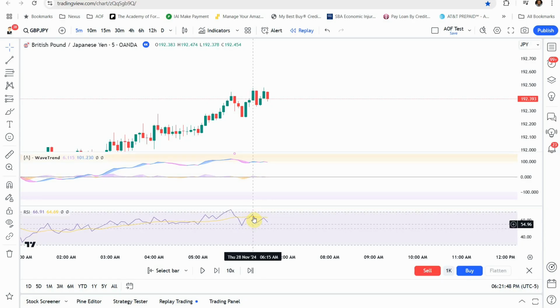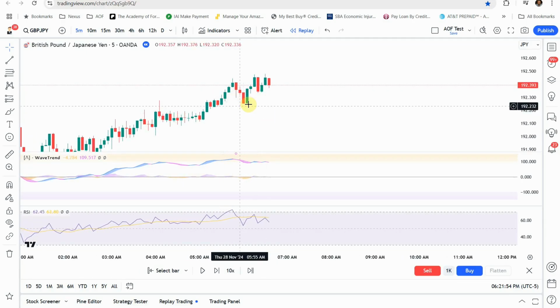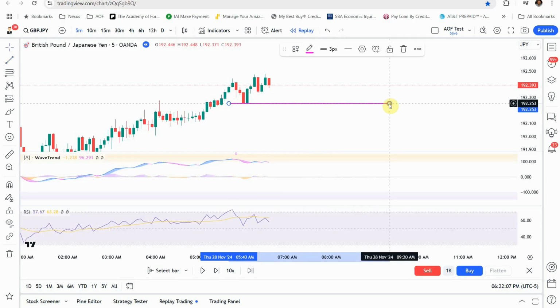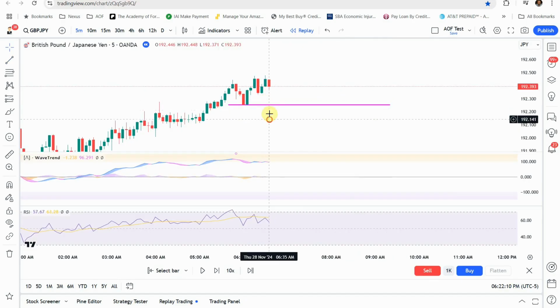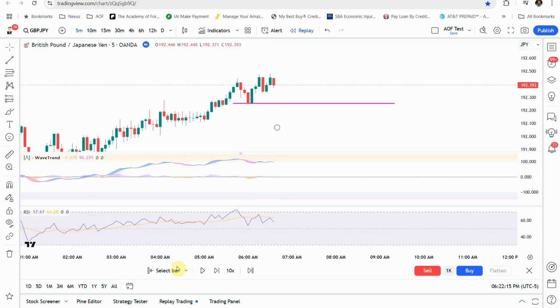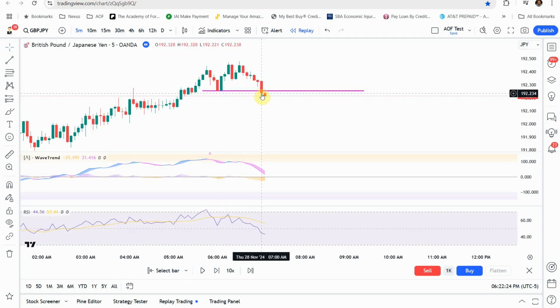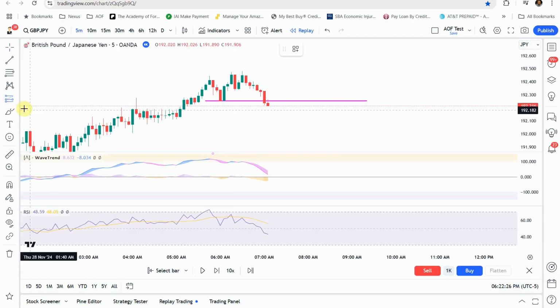Then we're going to mark the lowest point of the divergence. This is the lowest point of the divergence right here. We can set a trend line like so, basically extending out. What we're looking for is price to break that trend line, and when it does, that would be the signal to enter into a short. Let's play this forward just a little bit here, and you can see that we get the break right here. That'll be our entry into the short.